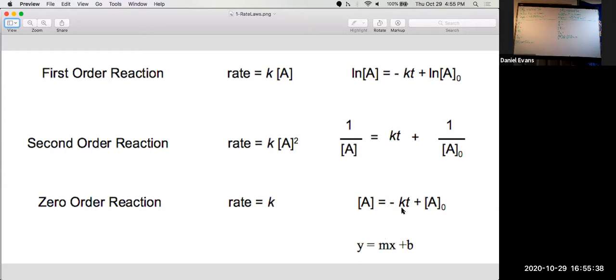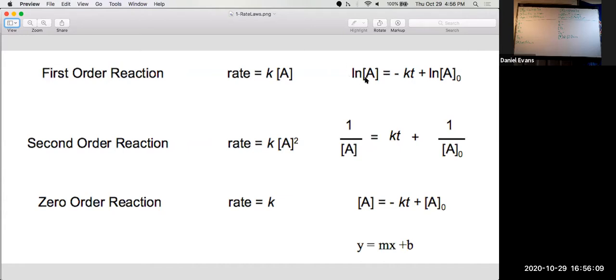So the rate does not depend upon concentration. We're just subtracting that from the initial concentration to watch the concentration in time. This has the form of y equals mx plus b. So y is the concentration, m is negative k. So the slope is a negative rate constant, x is time, and the intercept is the initial concentration. So that is a zero order reaction.